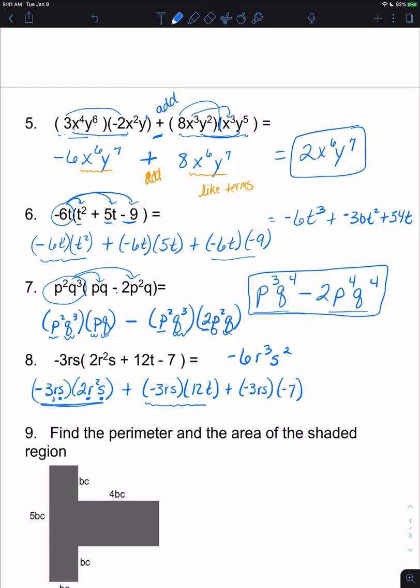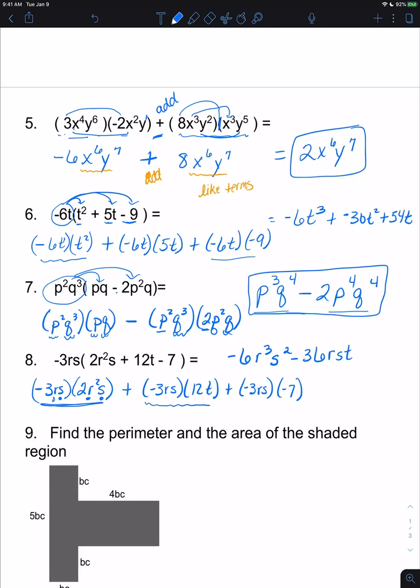Now, let's work on this one. Negative 3 times 12, negative 36. There is no other r, but we still have to list it. There's an s, we still have to list it, and we also have a t. So all of those have to be listed because they're all being joined together, being multiplied, but you just have to list all those variables separate.